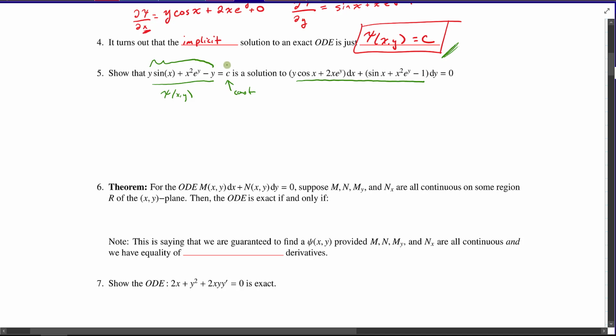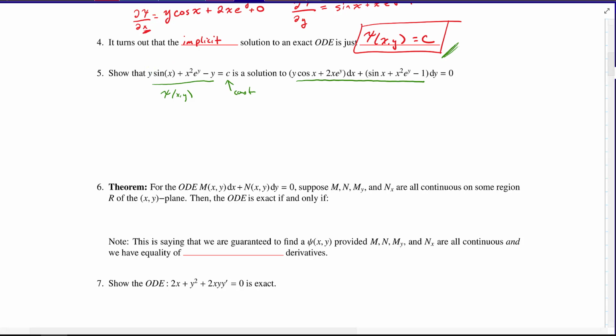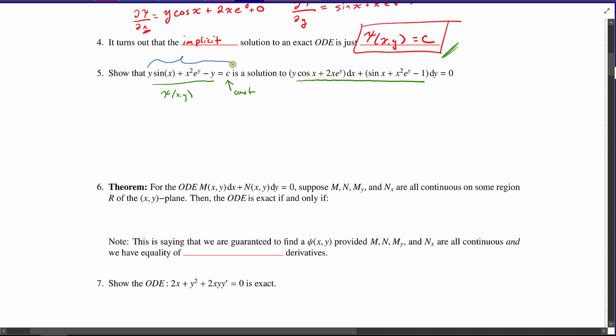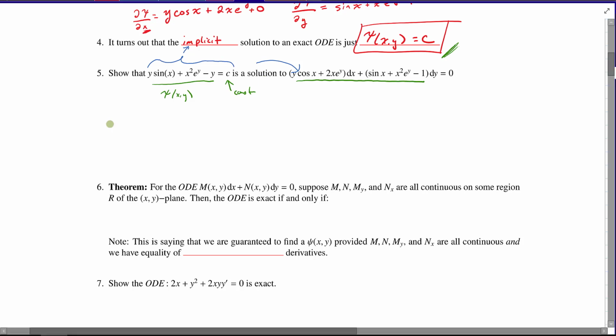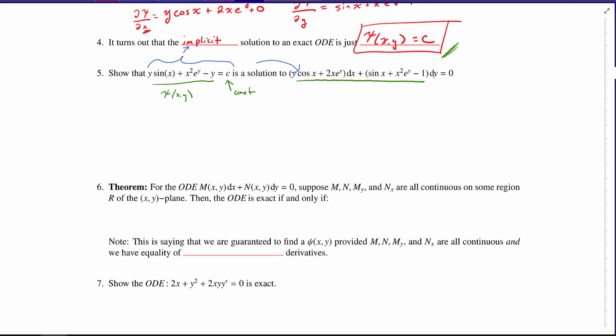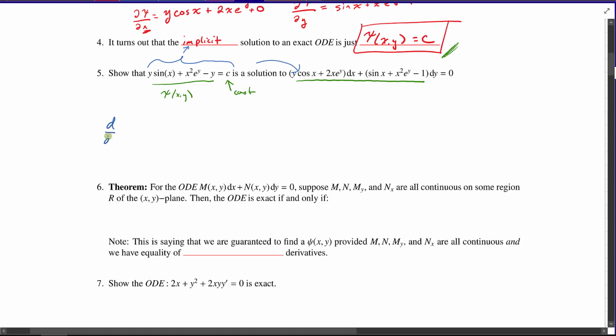We're claiming that this is an implicit solution to this ODE. So let's check that. To do so, we're going to use the technique of implicit differentiation from Calc 1. I'm going to take that ODE and take d/dx of both sides of it.